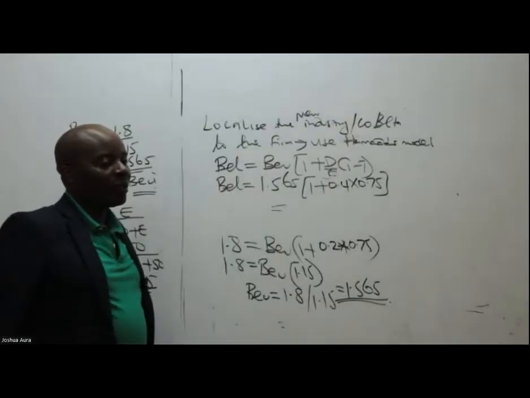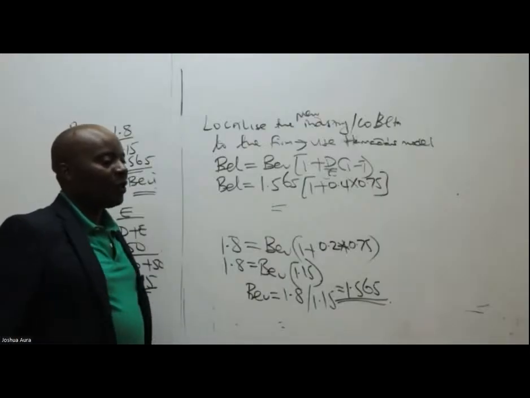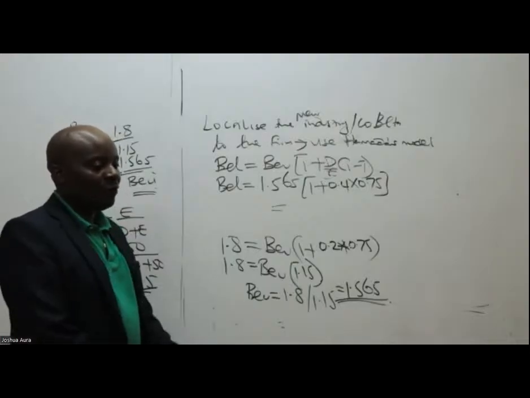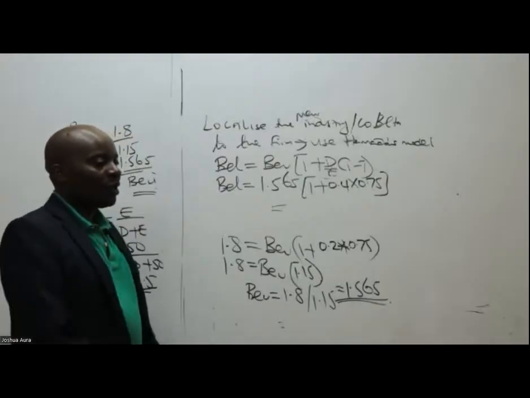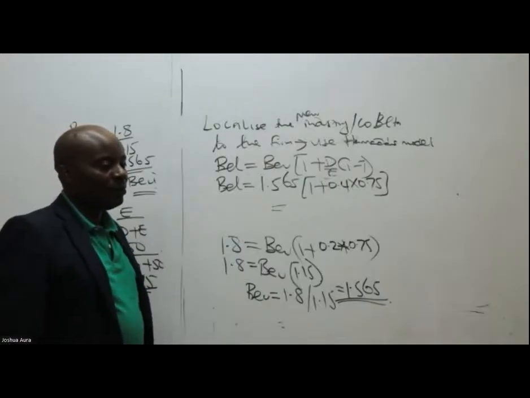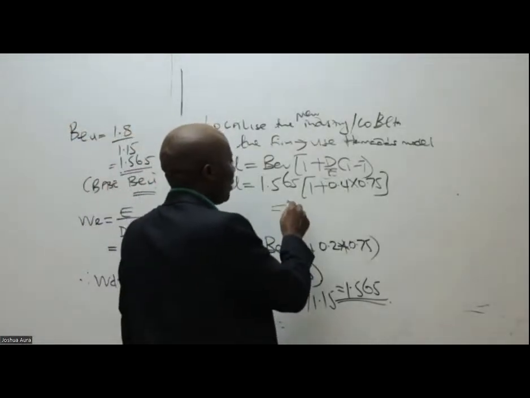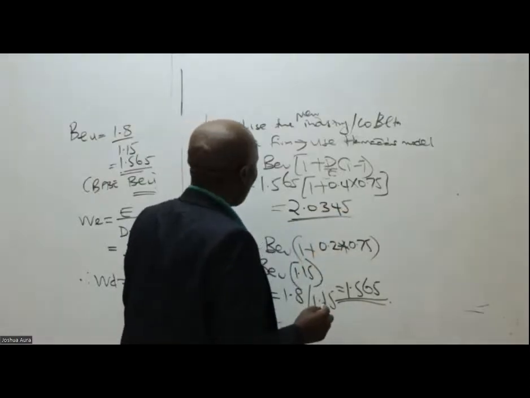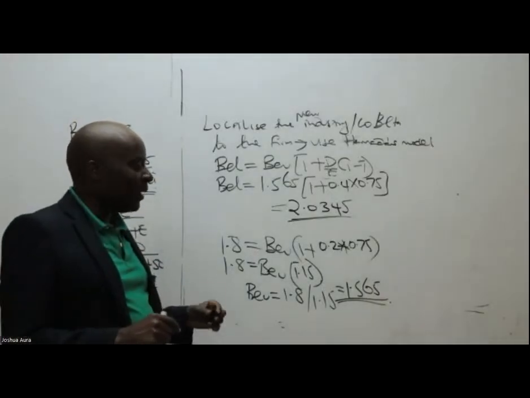What will be my BEL, beta equity of a levered firm? In this case it will be equal to beta equity of a levered organization. Using your calculators, what will be the beta equity of a levered organization then? So this is 2.0345. That's the beta equity of a levered organization. I've been able to localize, and I've been able to get this BEL.